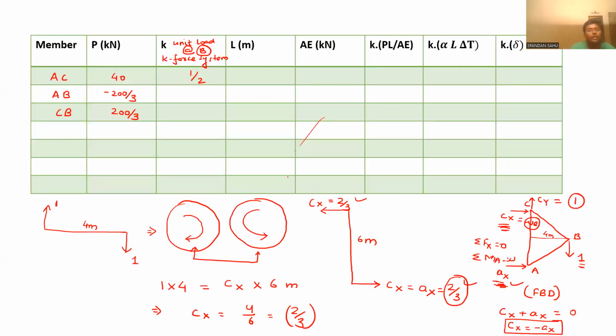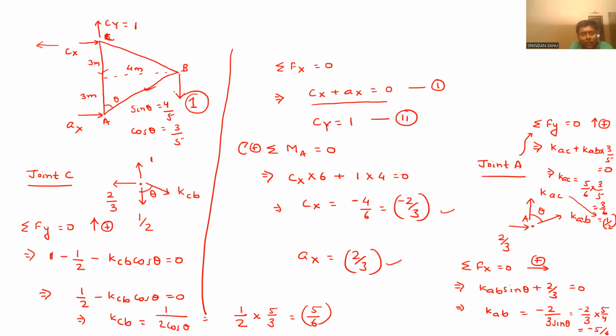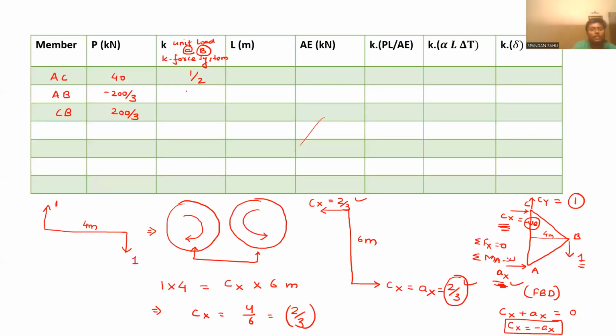So now we can fill all those values. We got AB. Here our AB was minus 5 by 6 and CB was 5 by 6 and AC is half. So AB was minus 5 by 6. CB was 5 by 6. And we know the length of AC is 6 meter.